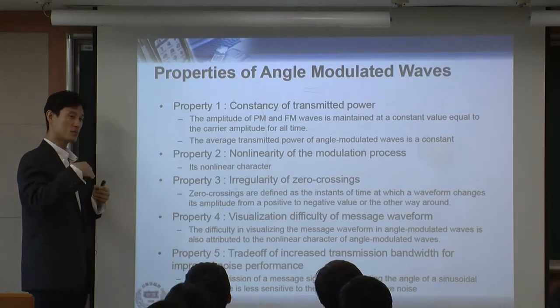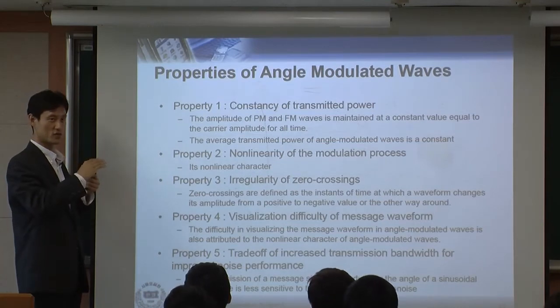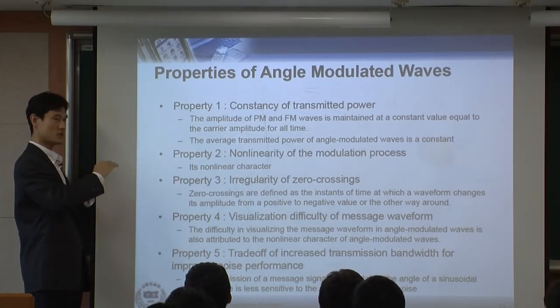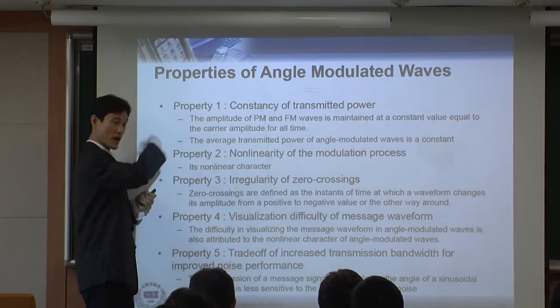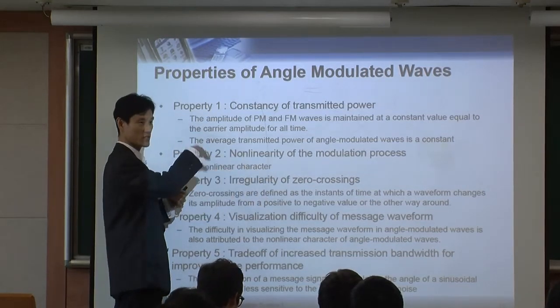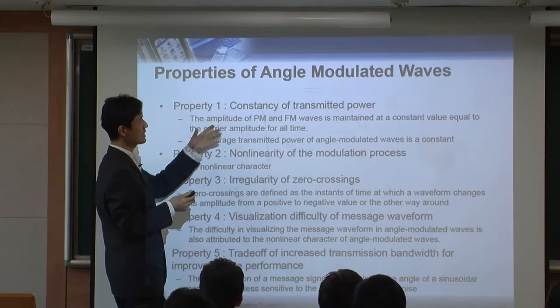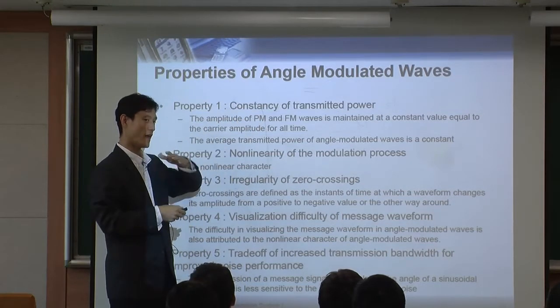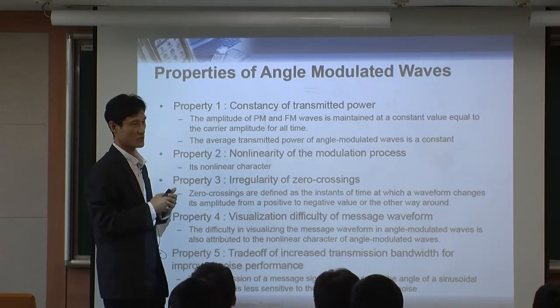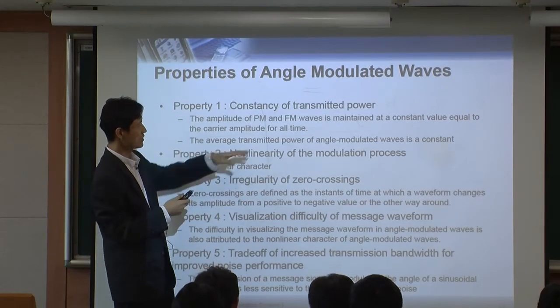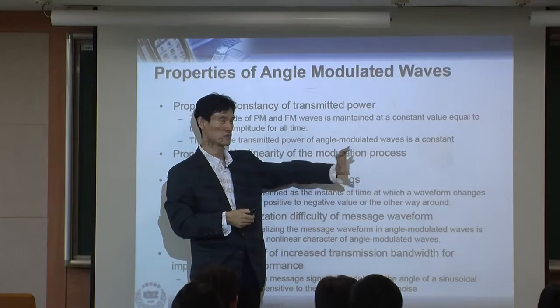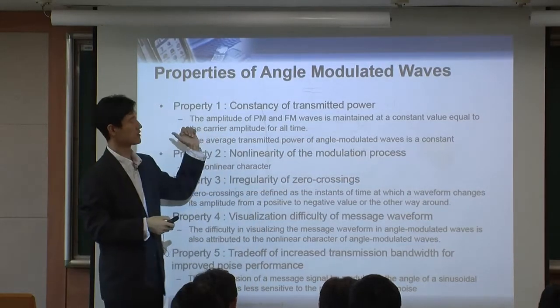In the earlier amplitude modulation, depending on your message, your transmitting power changes, because your amplitude changes, so power changes. But in this angle modulation, the amplitude is not going to change. Your information is in the frequency or phase. So therefore, your transmit power is going to be constant. So that's a very good one.